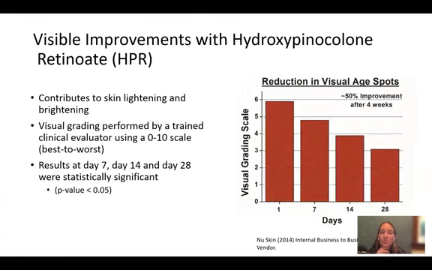And then this, I think, is super exciting. So this is the reduction in visual age spots. And again, let's make sure we understand the scale, right? The scale is best is 0. So that's where we're having the least amount of visual age spots, or like the lessening of them. And 10 is like the worst, like the darkest spot ever, right? And again, we're seeing that after 4 weeks, we're getting that 50% improvement in the reduction of age spots. And again, we're getting statistically significant results as early as 7 days with this ingredient.